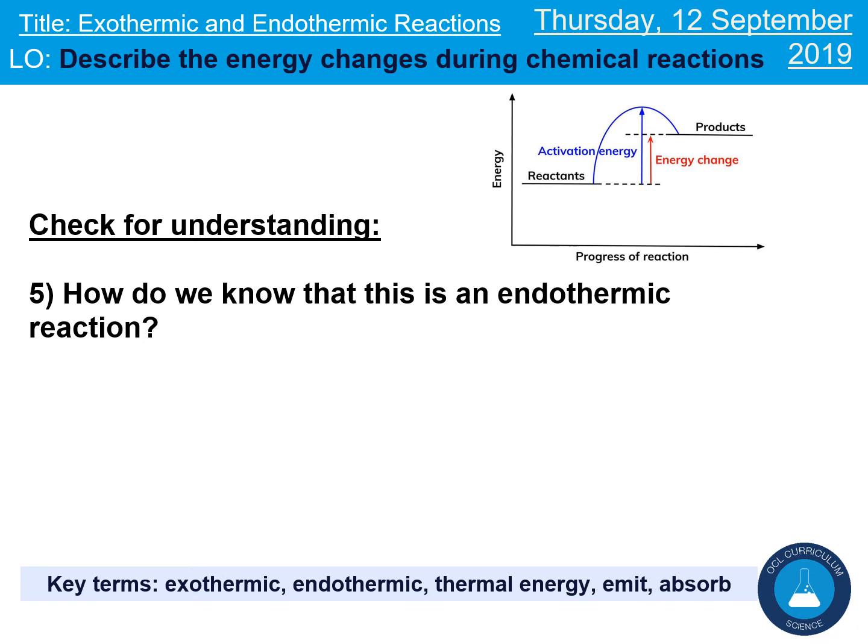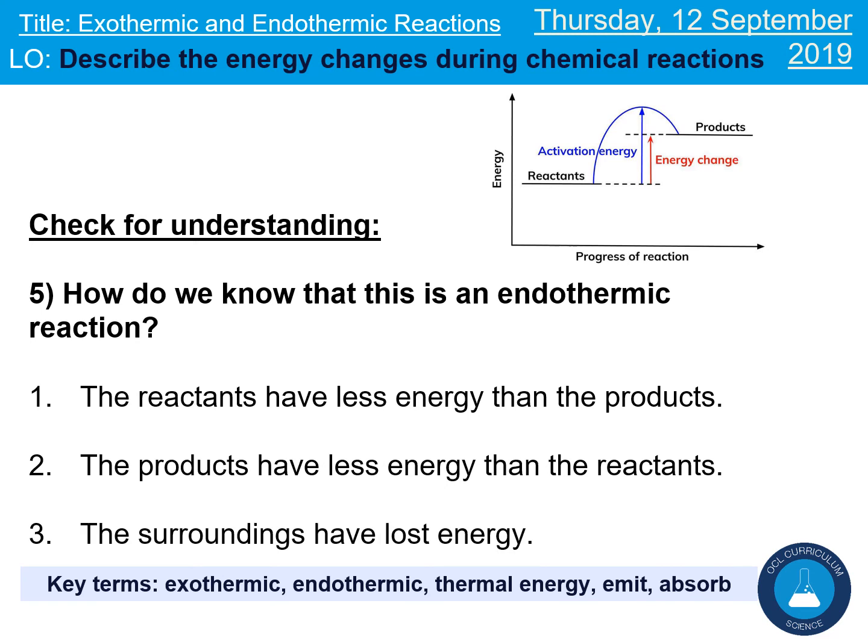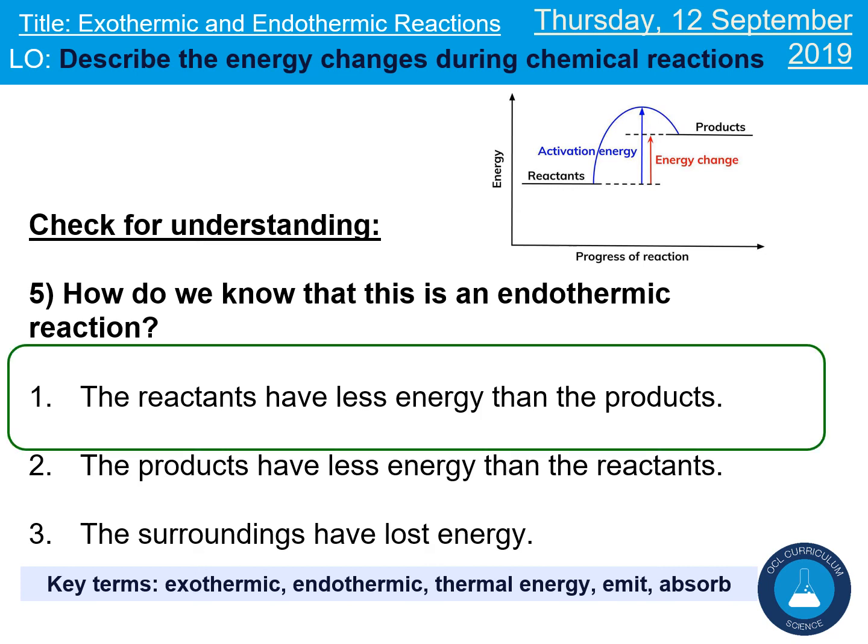How do we know that this reaction profile in the top right is endothermic? Pause the video and write down your answer 1, 2 or 3. Okay, the answer is number 1. We know this is endothermic because we can see that the reactants have less energy than the products, and so the overall energy change is positive.